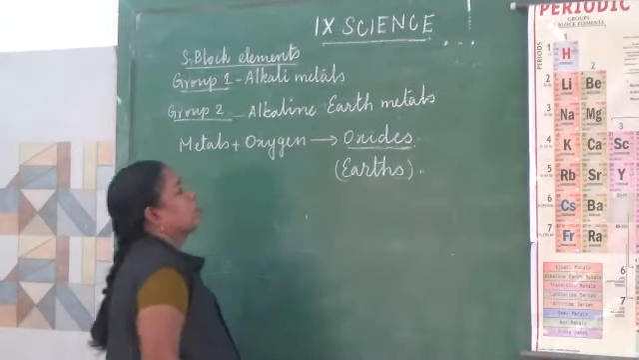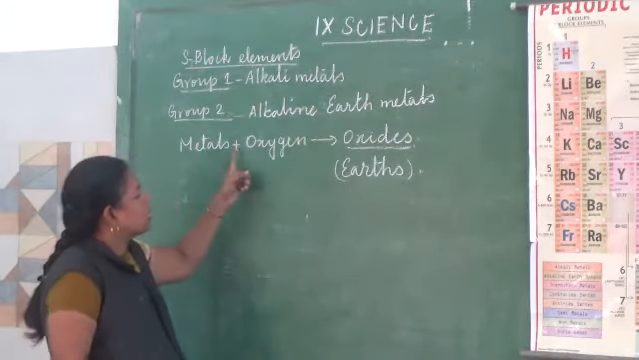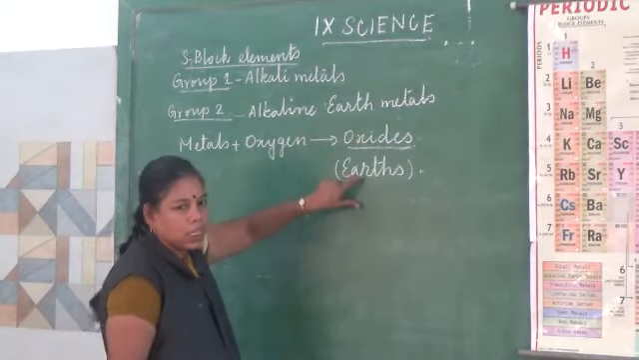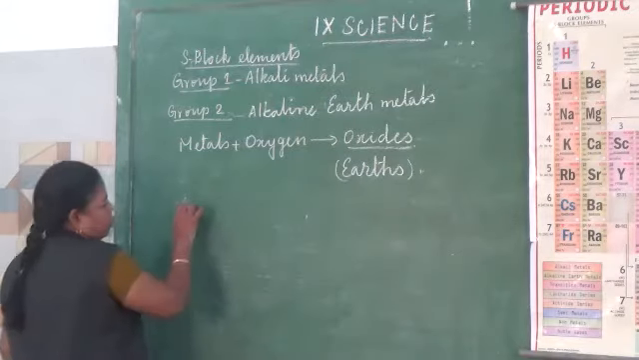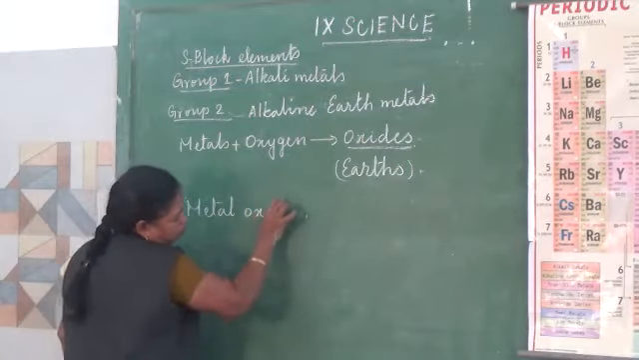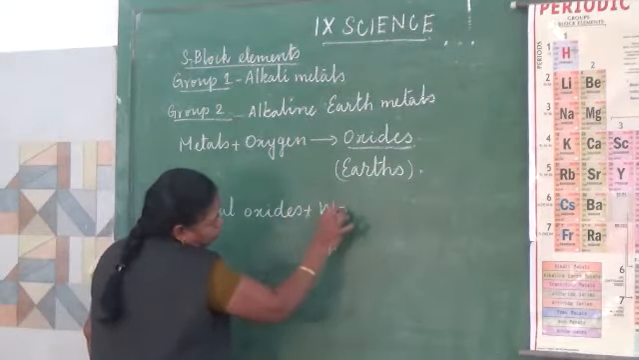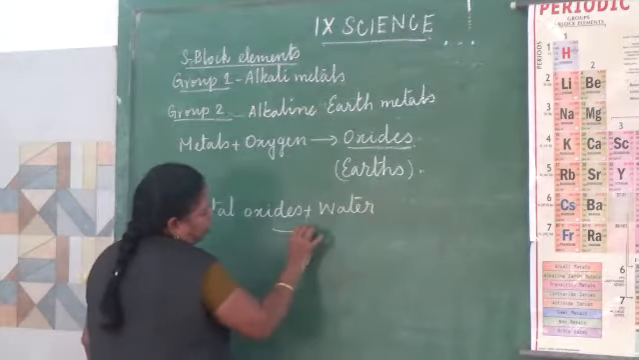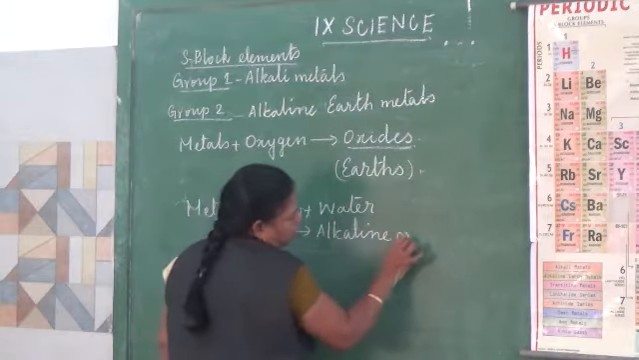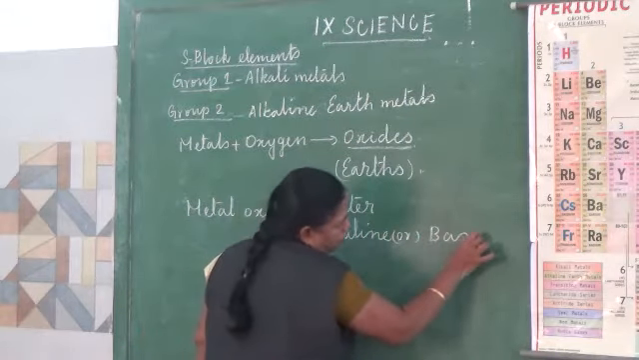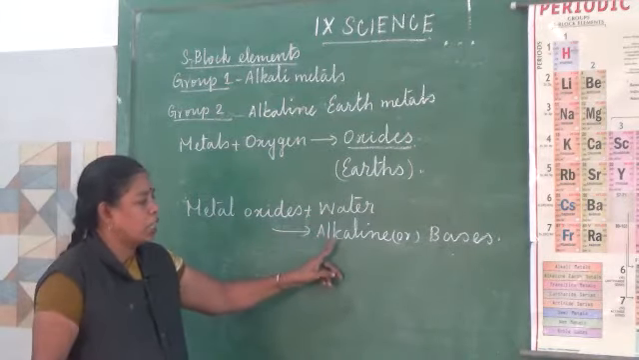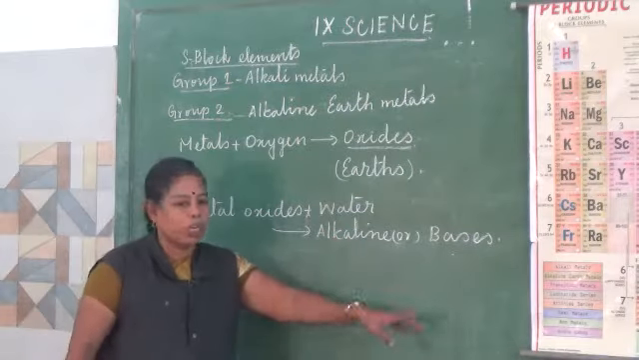So they are capable of forming oxides when these metals react with oxygen. The oxides are earlier called earths, and when these metal oxides react with water, when they dissolve in water, again they will be forming alkaline or bases. This is also a soapy to touch solution. This is also capable of changing the red vegetable dye into blue color.